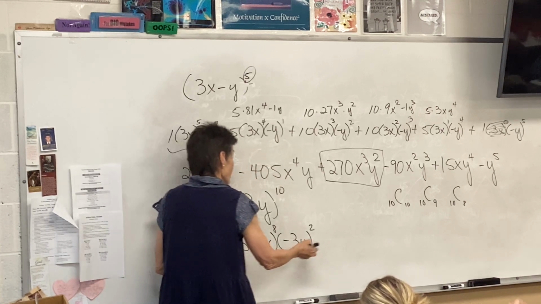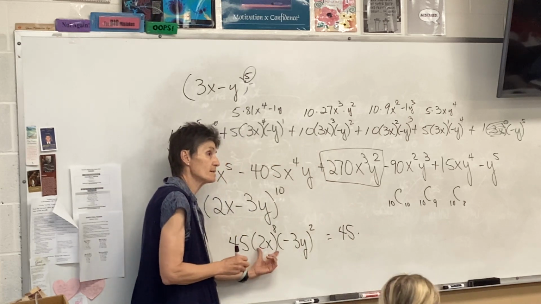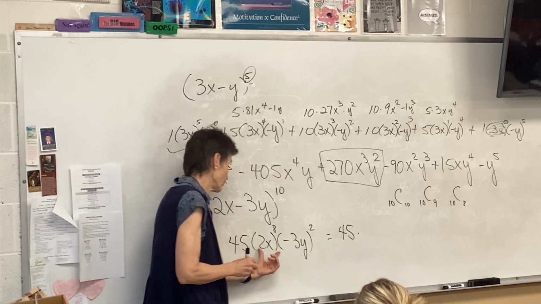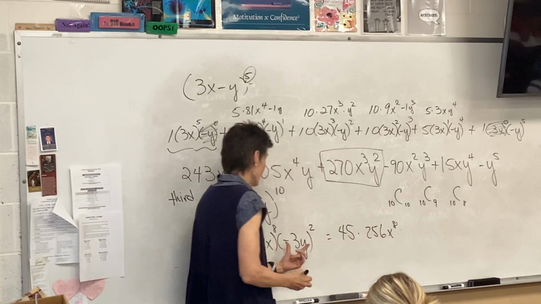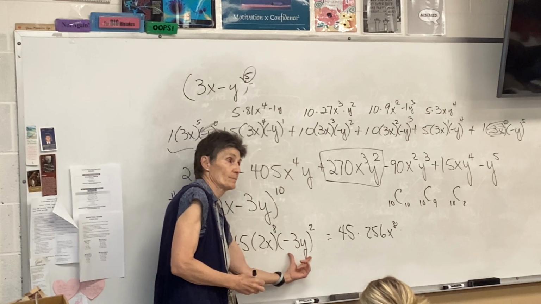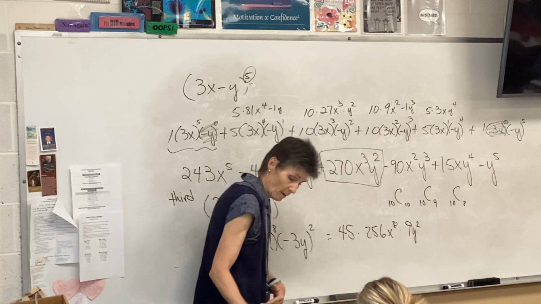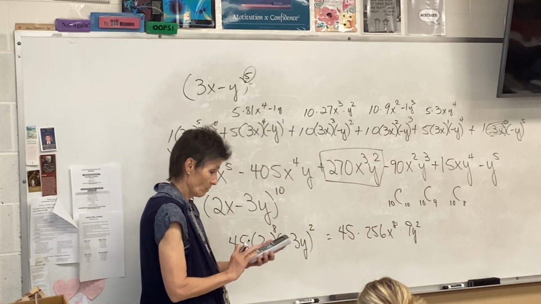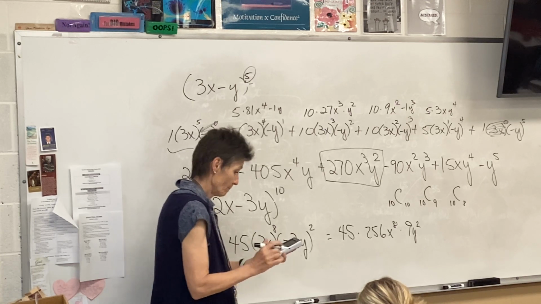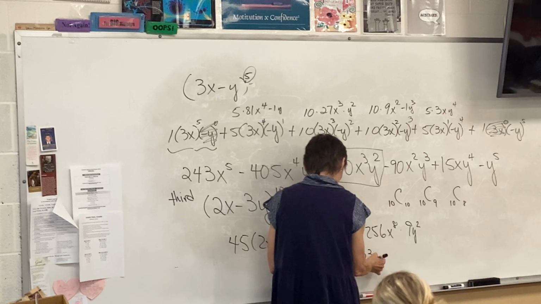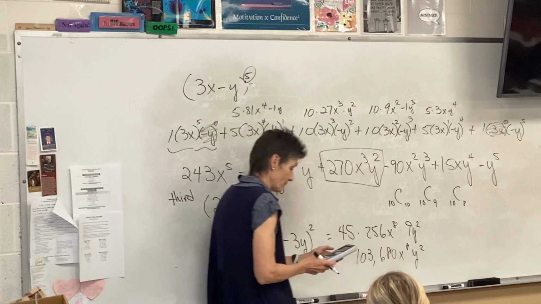All right, so what am I multiplying? I'm multiplying 45 times what? What's this? 256x to the 8. What's this? 9y squared. So I'm going to multiply 45... whoa, I got 103,680x to the 8 y squared.